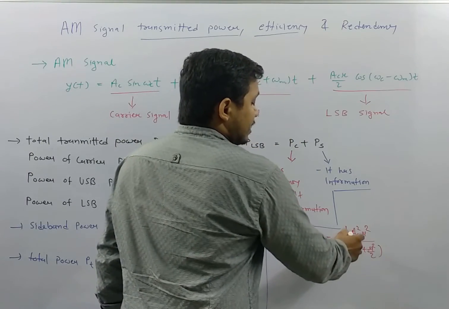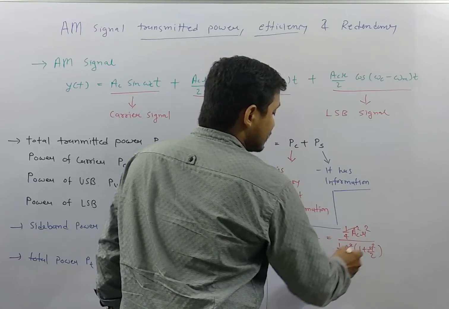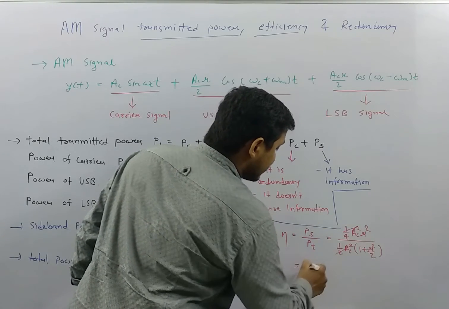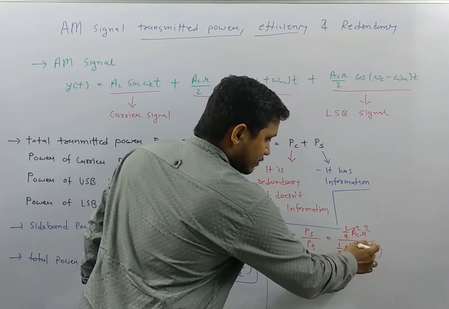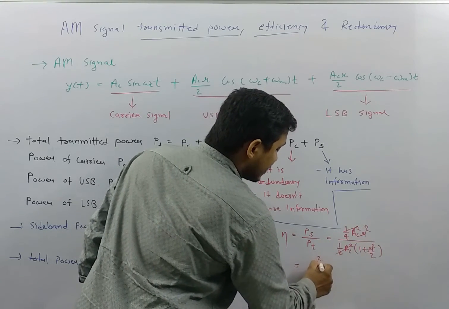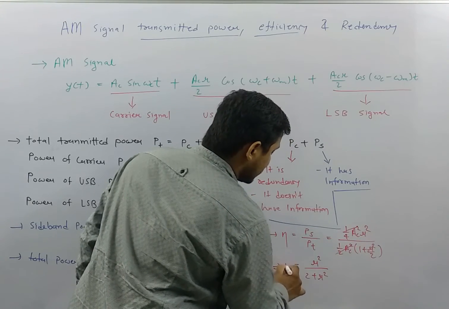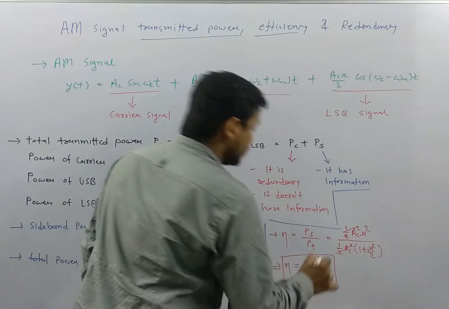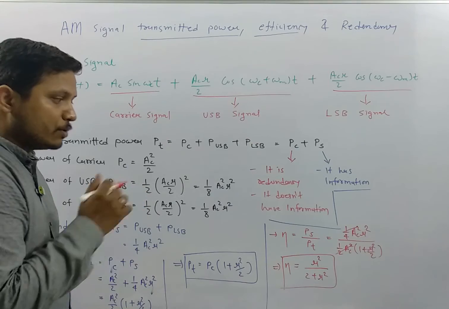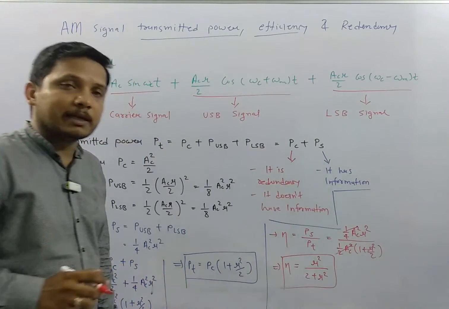So half of AC square, that will get cancelled. So here there will be half again. And if you take LCM, this half and this half will get cancelled. So it will be mu square divided by 2 plus mu square. So efficiency, that is mu square divided by 2 plus mu square. So that will be the efficiency of the AM signal.